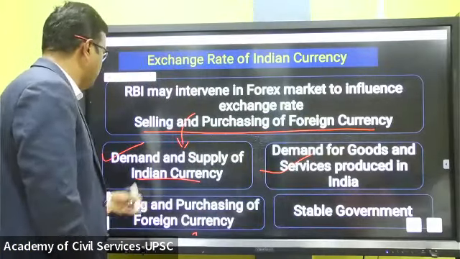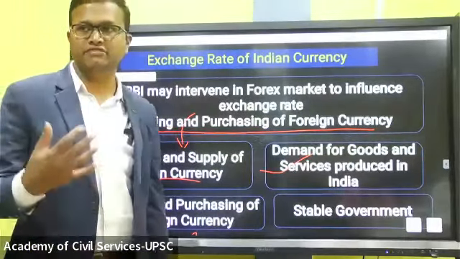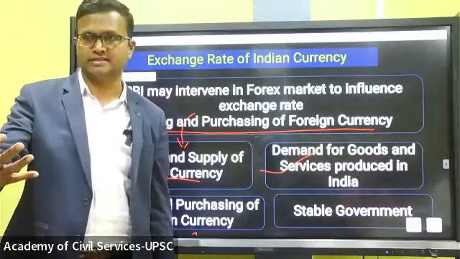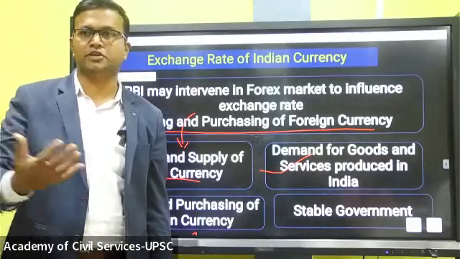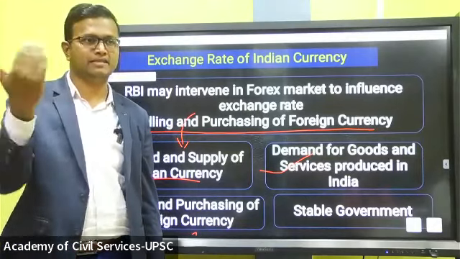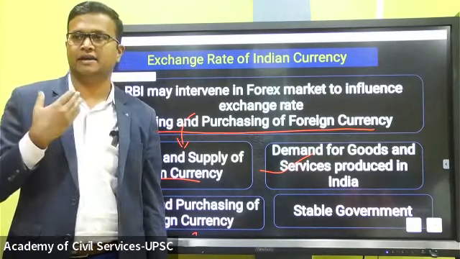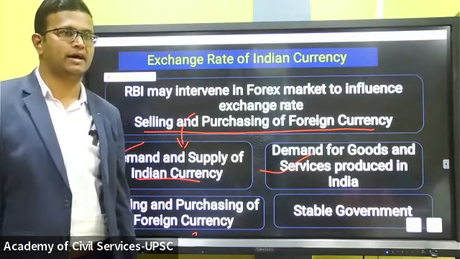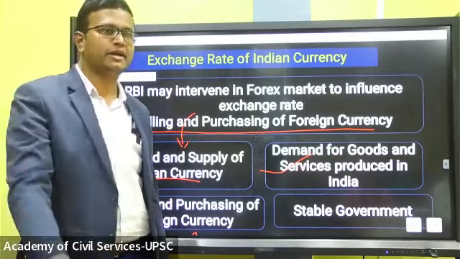Selling and purchasing of foreign currency, as I told, if RBI sells foreign currency in the market, that means RBI withdraws Indian currency, its value will appreciate. If RBI purchases foreign currency from the market, RBI is pushing Indian currency into market, Indian currency's value will depreciate.